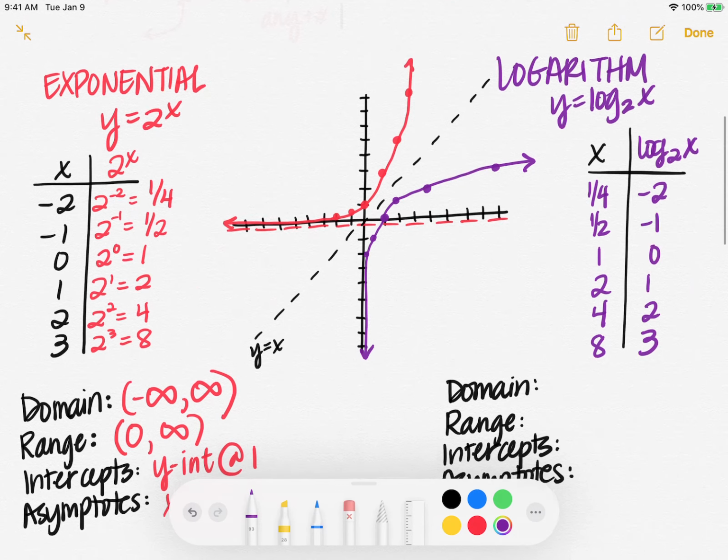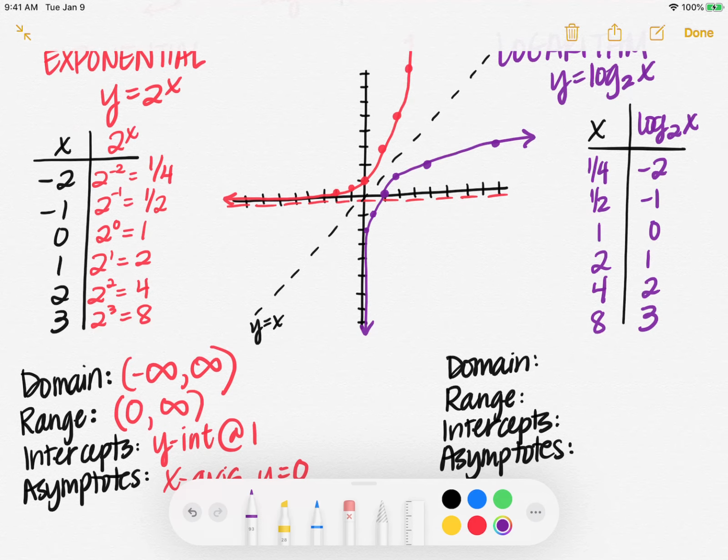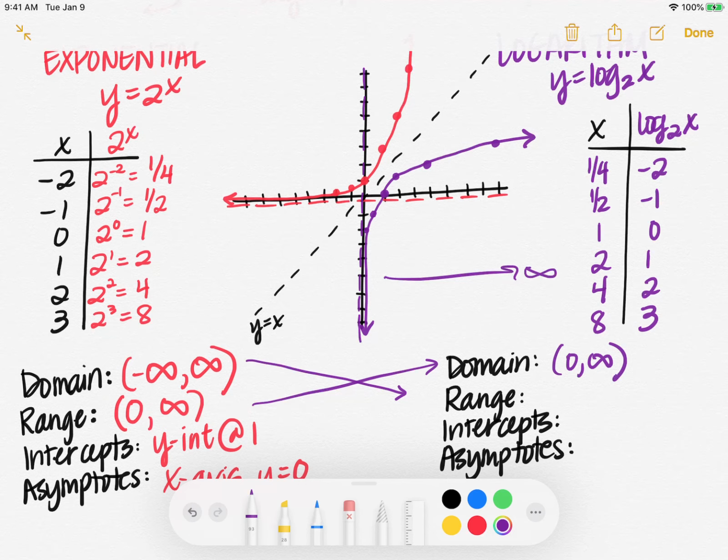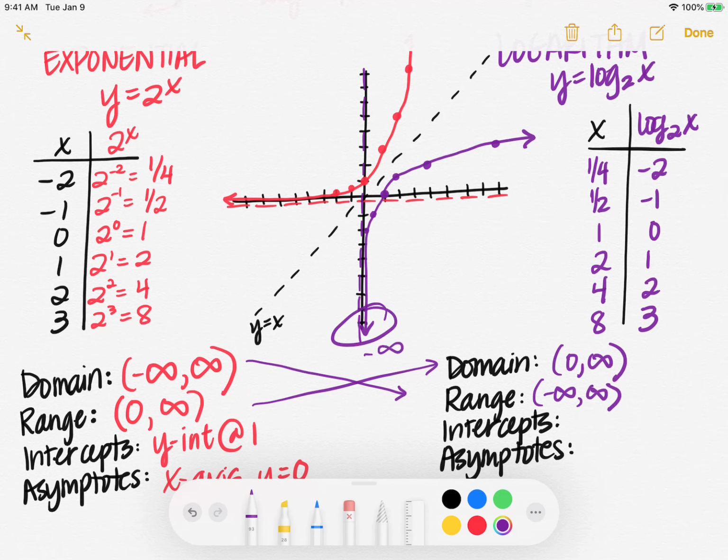So let's talk domain, range, intercepts, asymptotes. Well, our graph has just swapped x and y. So guess what? Just swap also. The domain is 0 to infinity. Do you guys see that? The graph starts here along this line and goes off to infinity. Our x values are 0 to infinity this time. Our range is now -infinity to +infinity. There's no restriction on our range. This arrow tells us it goes all the way down to -infinity. This arrow tells us it'll eventually go up to +infinity, albeit pretty slowly.